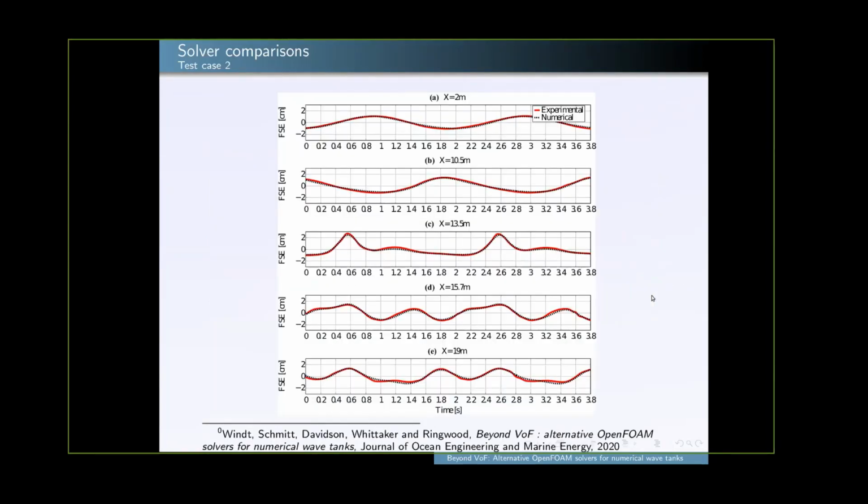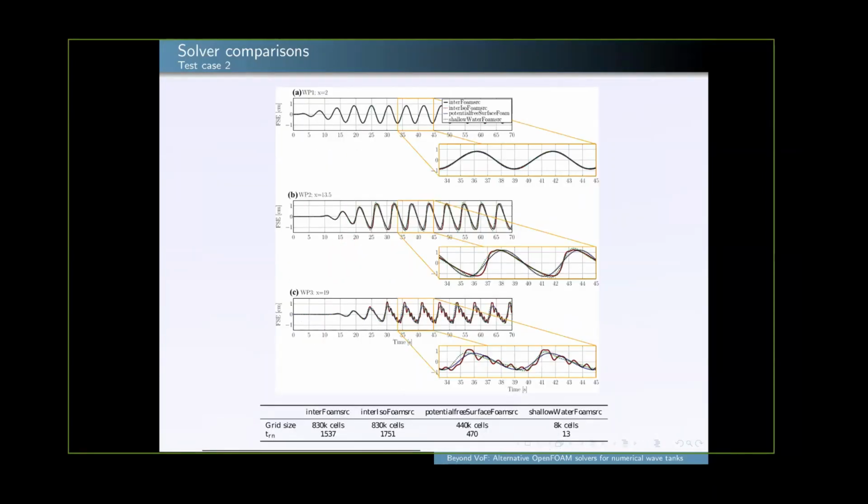So this is a comparison of interFoam versus the experiments, and it did quite well at all the different locations. So interFoam, with good calibration, mesh convergence, all that, worked well. It could handle a case like this, no problems. When we look at the other solvers here, at the first wave probe, where we're still on flat bottom, they are all pretty much identical.